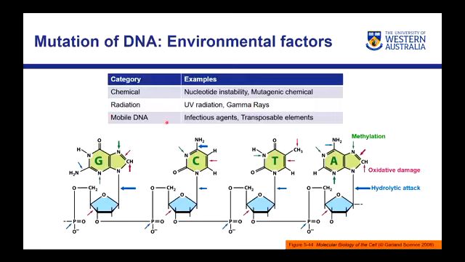And then we have what we call mobile DNA. And here, this mobile DNA can be caused by infectious agents, for example, the HIV example that I gave you. And transposable elements. Transposable elements are stretches of DNA that can transpose themselves basically onto different chromosomes. And again, we will have examples of these.